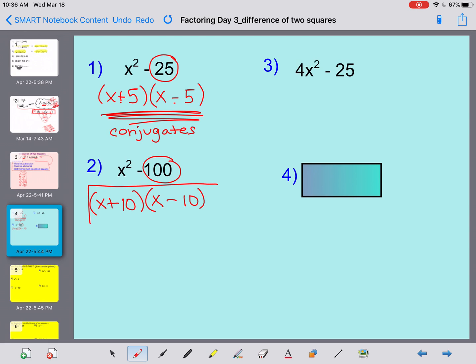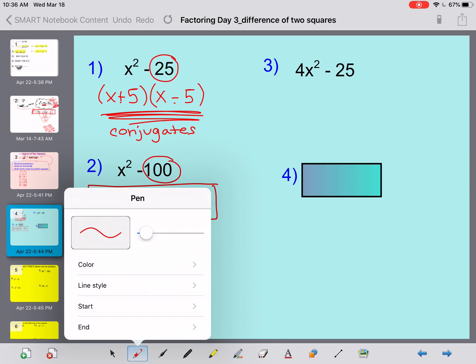Example 3. Is there a GCF? No. Is it subtraction? Check. Is it a binomial? Check. Is everything a perfect square? Check. 4 is a perfect square, 25 is a perfect square, and x squared is a perfect square.